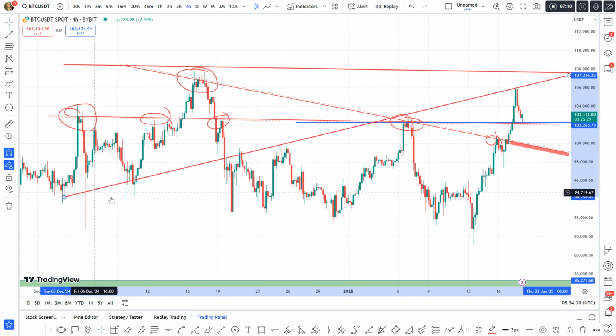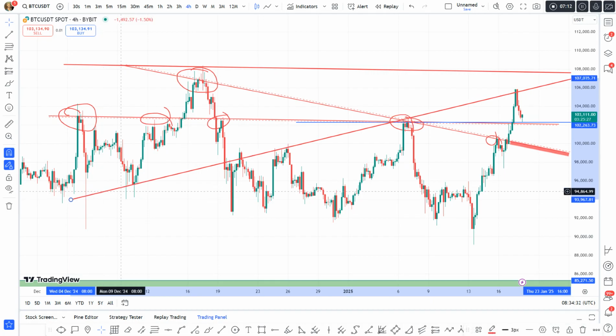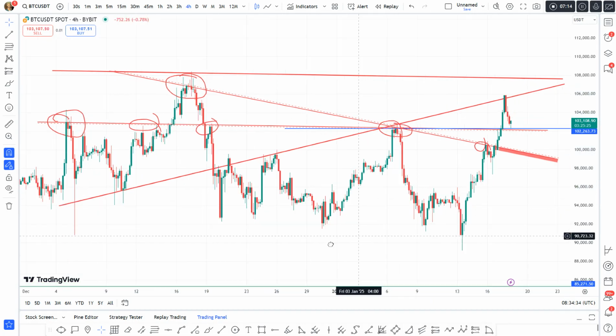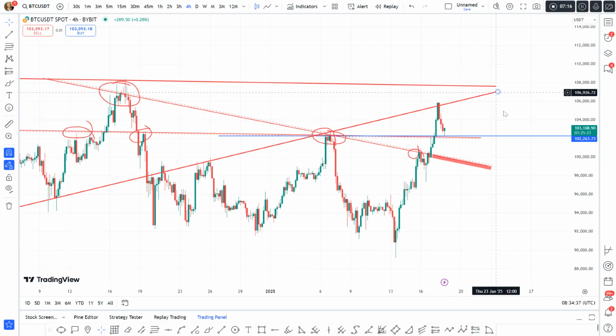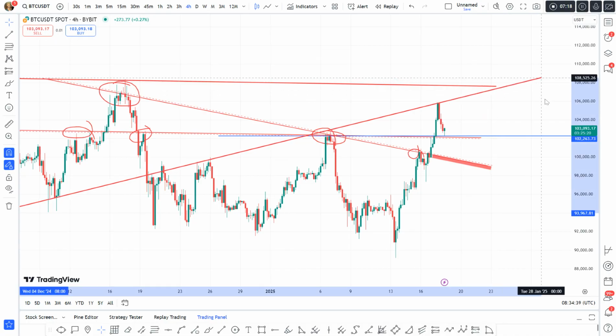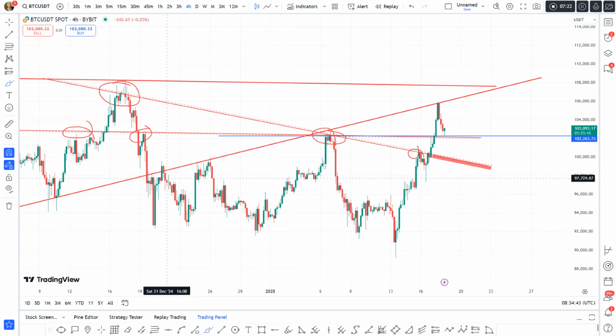On daily, we have a very clean supply roof. We have looked the structure out on daily. It's very, very clear on daily. The only invalidation we have here is this structure. But on daily, it's a weekly rejection.